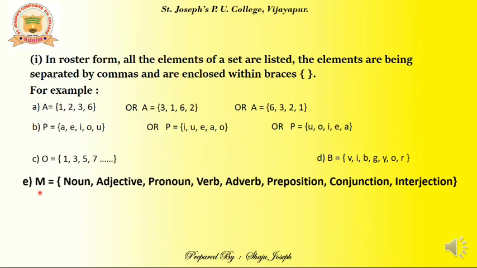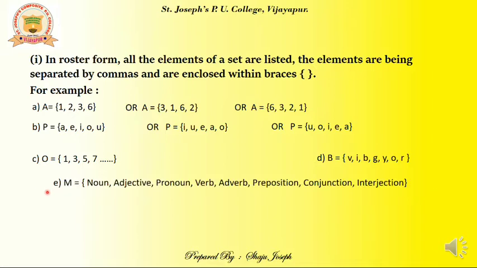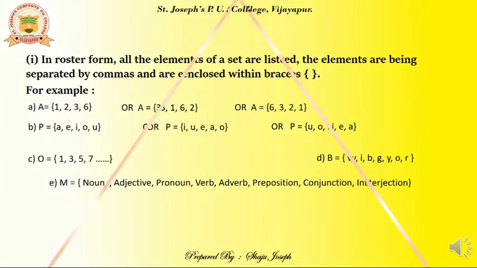Another set M is equal to noun, adjective, pronoun, verb, adverb, preposition, conjunction, interjection. These are nothing but the parts of speech. We say that M is a set of noun, adjective, pronoun, verb, adverb, preposition, conjunction and interjection. Here I am mentioning all of the parts by their name. I am listing them out. This is called the roster method.